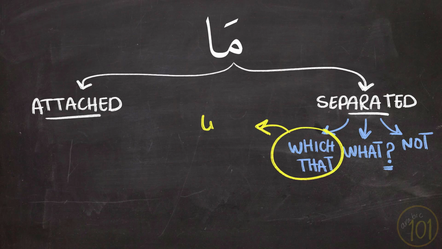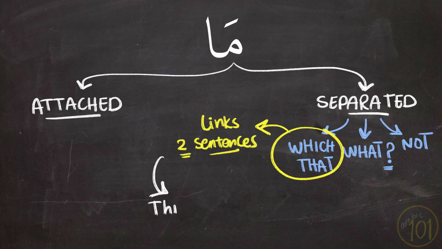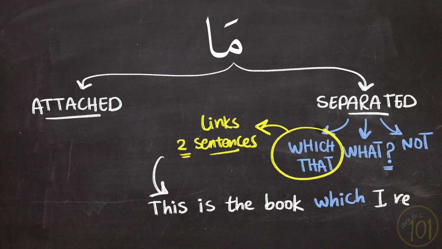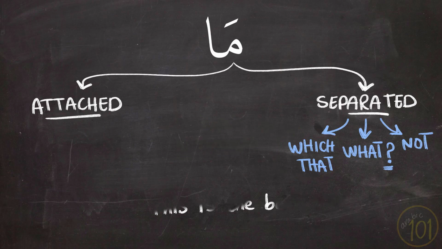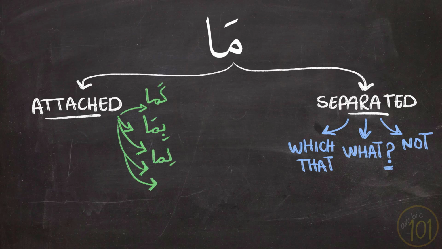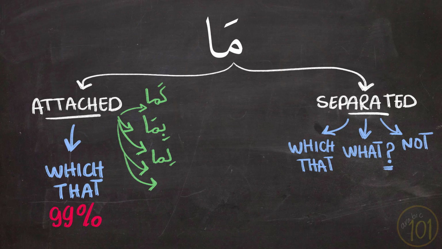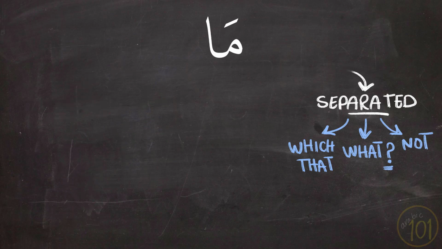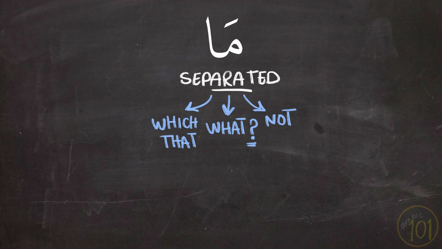A relative pronoun is a word that links between 2 sentences, like when I say, "This is the book which I read." And if ma is attached to another word, it will look a little bit different depending on what you attach to it. And when that happens, then ma would mean which or that 99% of the time. So let's start with the separated ma to see how we can work with it.